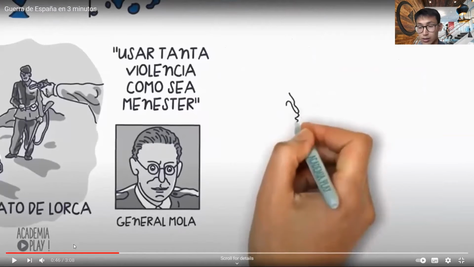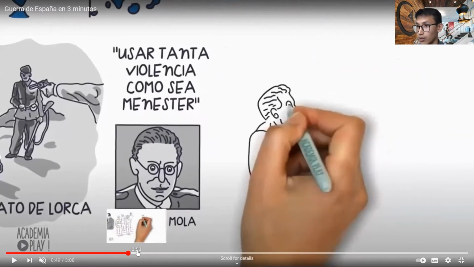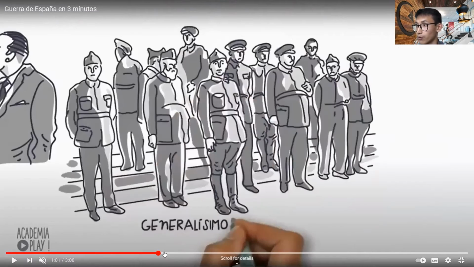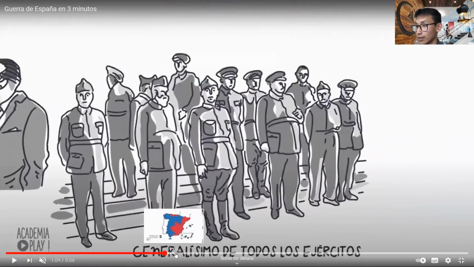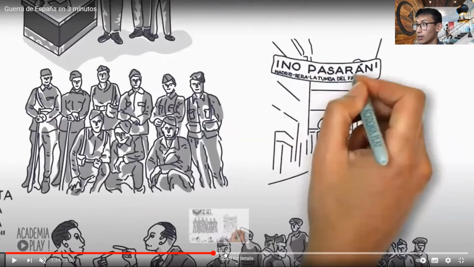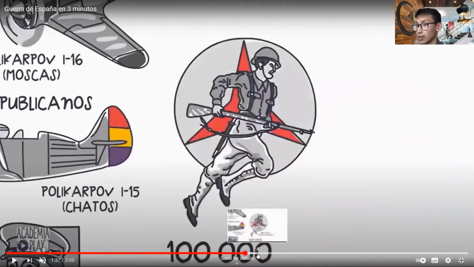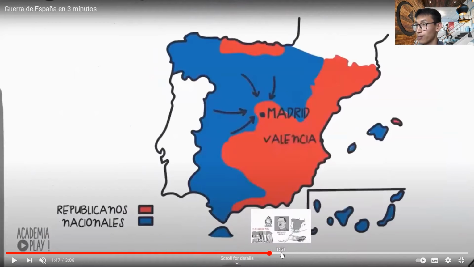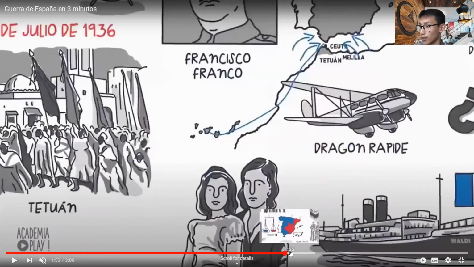Let me turn off the sound. Yeah, and then Franco was chosen as the leader. At the beginning they stopped invading Madrid, and they decided to take the other cities first. And then you can see Francisco Franco there at the top of the picture.